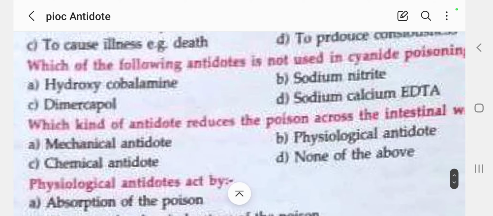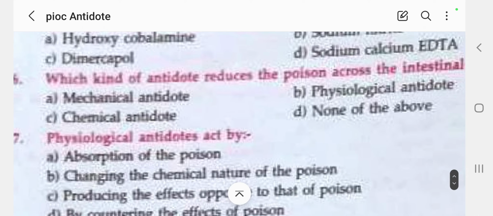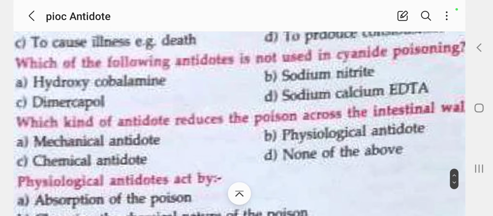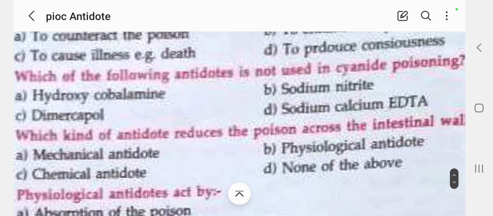So the options are hydroxocobalamin, sodium nitrate, and dimercaprol, which are also used. So here the three would be the answer, but there is no option E given to you. Suppose if there were an E, then all those three except sodium nitrite would be the option for this one. Okay, next, this question somehow went wrong, so we have to give the option for all those three except sodium nitrite.